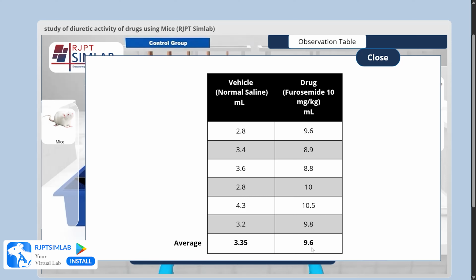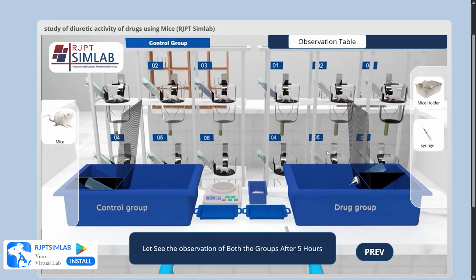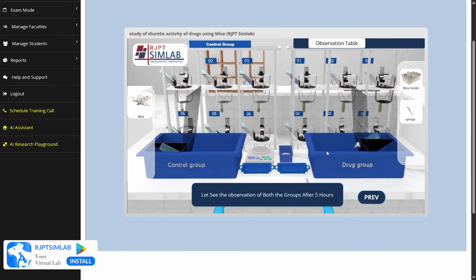So as we can see from the output, the drug group has shown an increased amount of urine output, which means furosemide has a diuretic activity and has shown increased levels of urine output in comparison to the normal group. So now we will close it over here. And now we have performed our experiment.